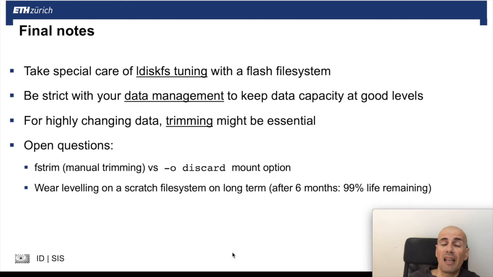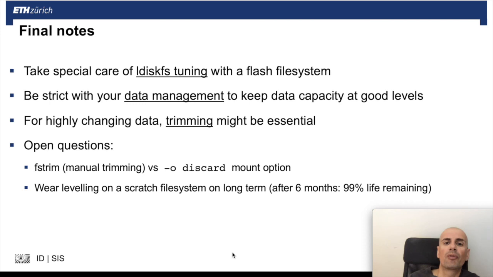The available capacity on your file system also matters a lot, which has always been the case with Lustre, right? But in this case, because the file system capacity is much lower than typically with HDDs, we are more prone to have capacity problems with lots of file systems. And then it doesn't make a lot of sense to have a flash system without trimming in most cases, or at least that was our experience.